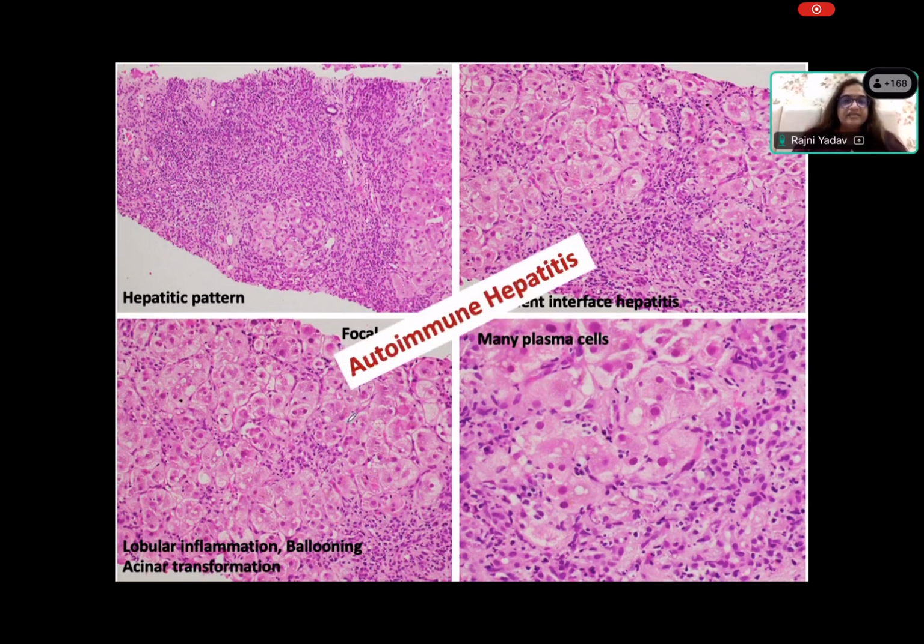So autoimmune hepatitis nowadays is one of the most common indications of liver biopsy at our institute. And then the combinations of NAFLD with autoimmune hepatitis are also very high. Then the people who are treated with steroids can also have steatosis because of the treatment with steroids.